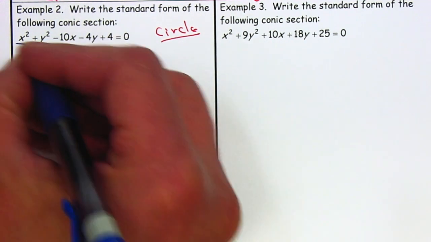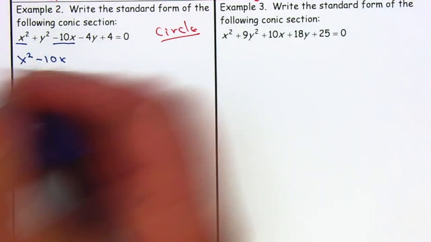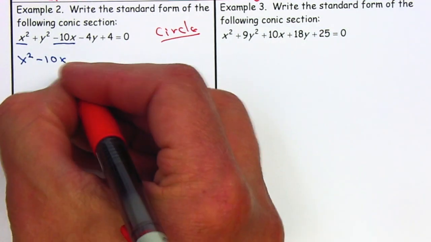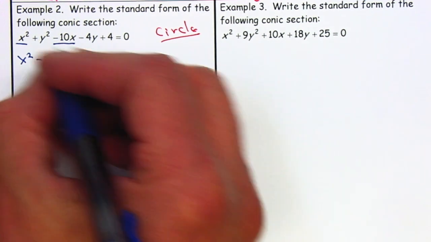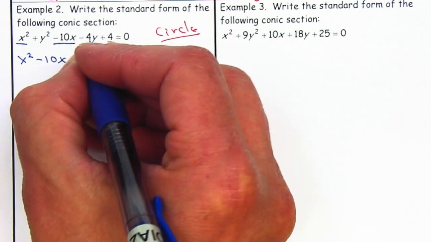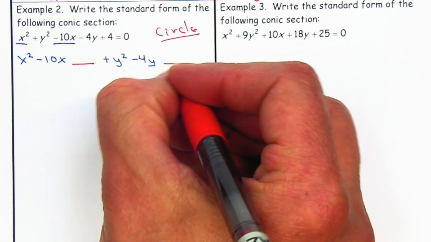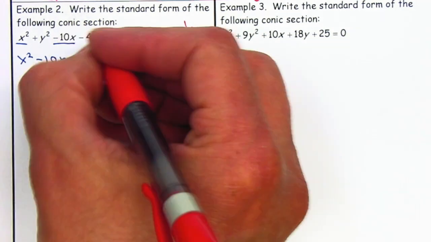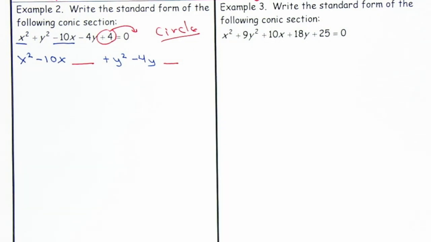We are going to group our x's together. That'll be x squared minus 10x. I'm going to leave some space. I'm going to group my y's together, so it'll be plus y squared minus 4y. I'm going to leave some space. And I want to move my number to the right hand side, so that becomes a negative 4.